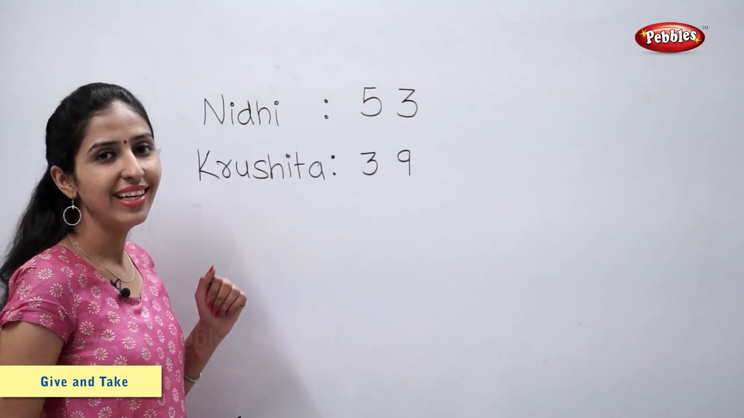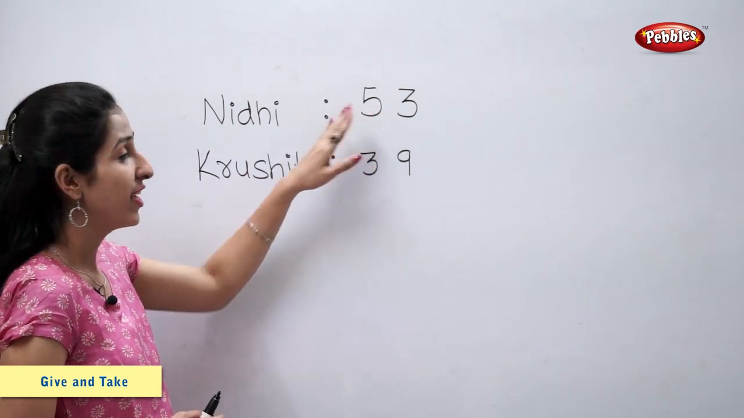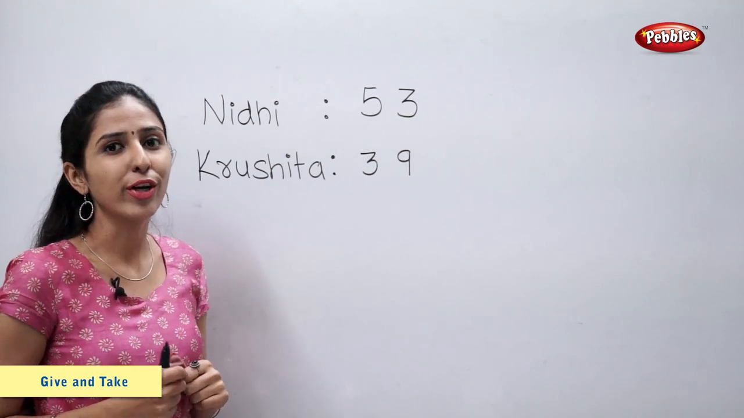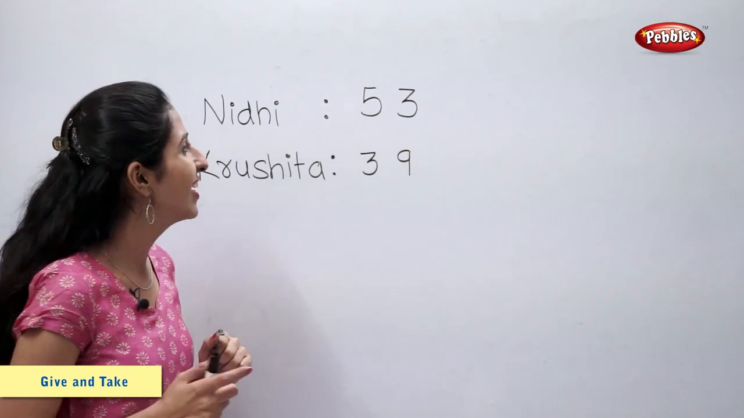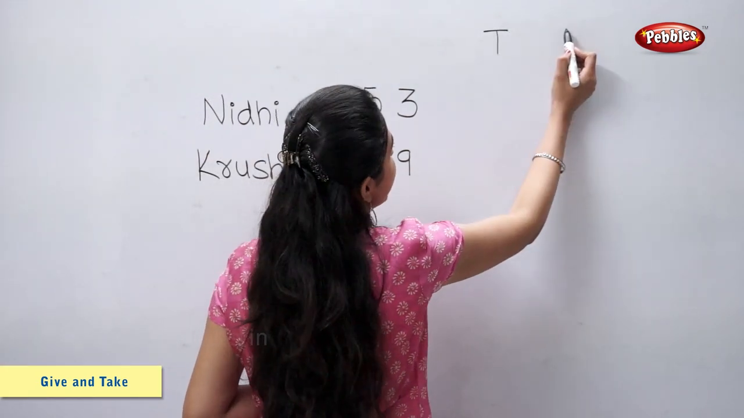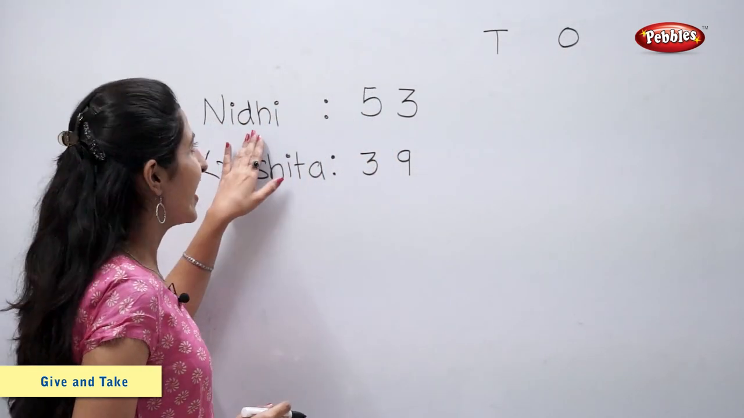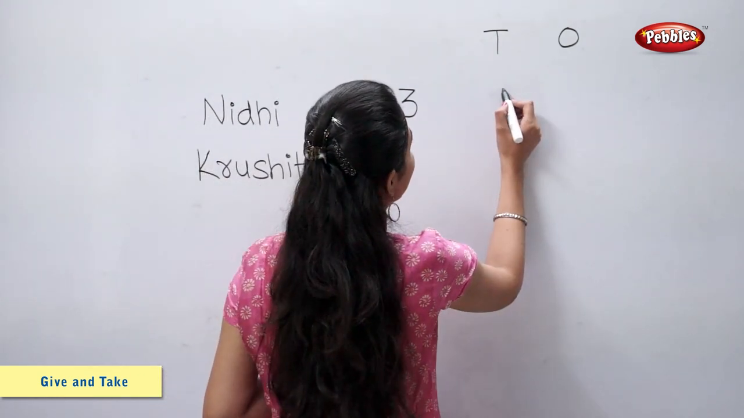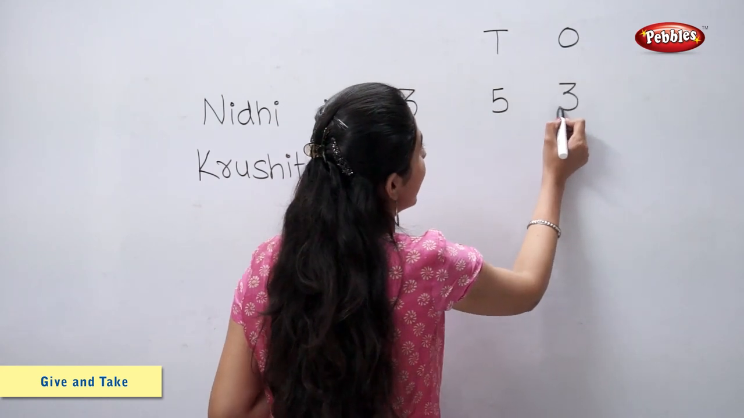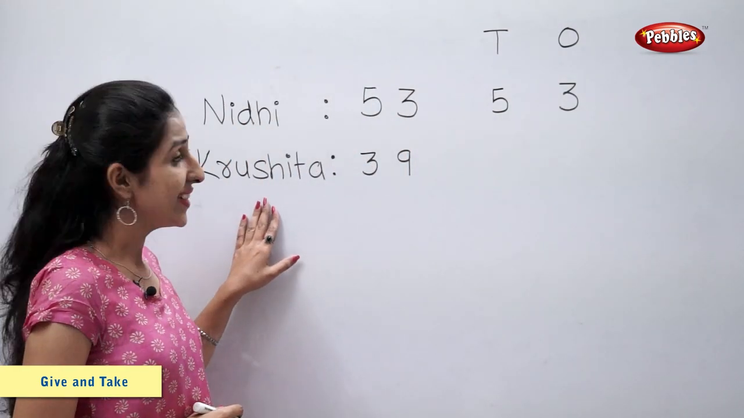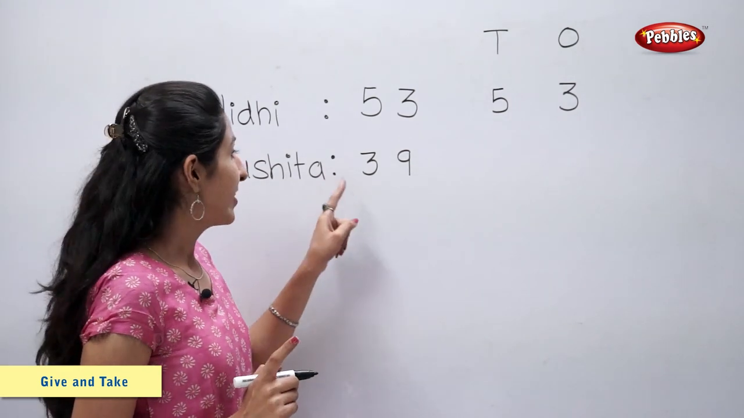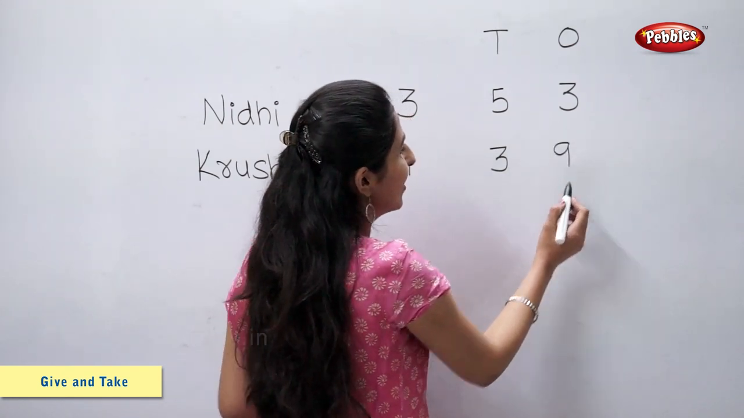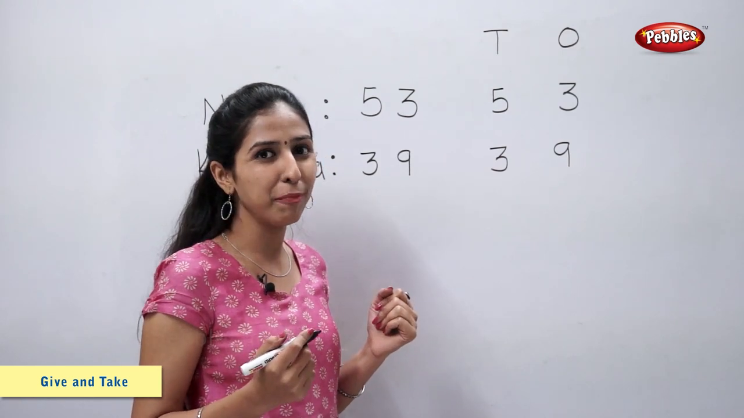Let's look at this example. Nidhi has 53 pearls. Krushita has 39 pearls. Let's find out total number of pearls. Let's solve this example in tens and ones form. Tens, ones. Nidhi has 53 pearls. That means 5 tens and 3 ones. Krushita has 39 pearls. That means 3 tens and 9 ones. Now let's find total number of pearls.